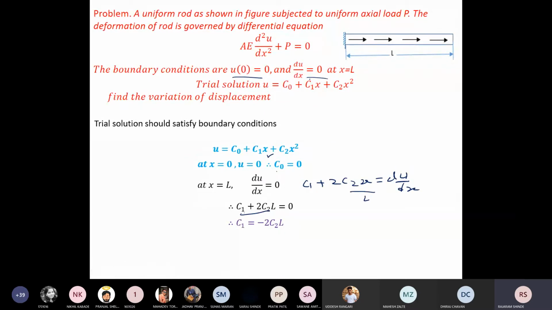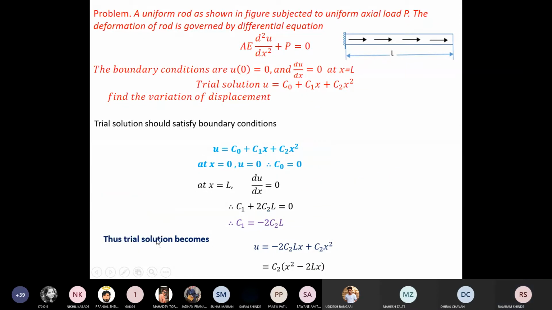Now here we have c0, and here we have c1. These two terms you have to put in the trial solution. Now you will get the trial solution like this. After that I have taken c2 common from these two terms. You will get this one. Over. Now have you written this? Yes, sir.